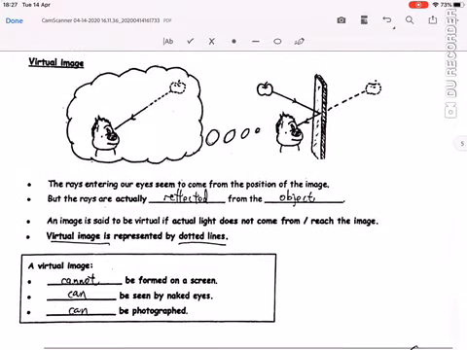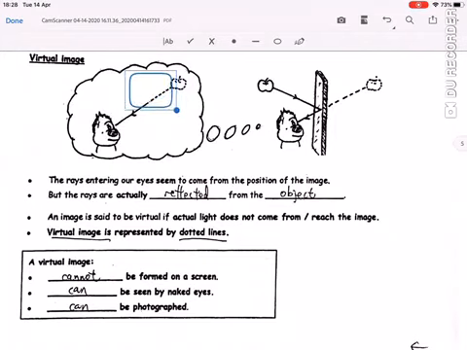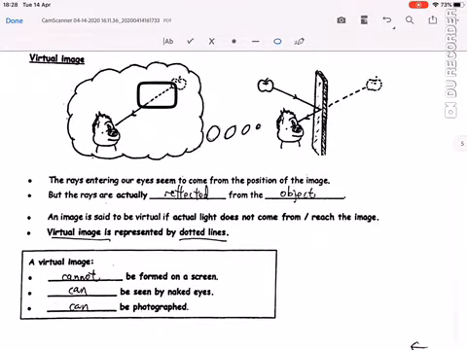Now let's take a look at the virtual image. The light rays appear to enter our eyes from the position of the image. So the person will be looking at an apple, for example, but the light is actually reflected from the object. That's what the dotted line in here means. You see this part is the dotted line, and basically it's the same thing as this part here.